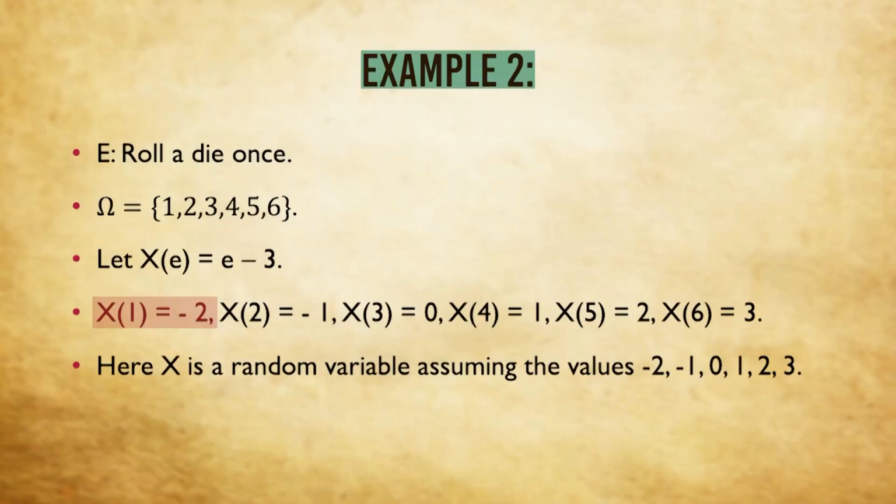So when e is 1, it is very much clear that x will have the value 1 minus 3, that is minus 2. Similarly, for e equals 2, 3, 4, 5 and 6, the values of x will be minus 1, 0, 1, 2 and 3. So here also x takes several values and these values will depend on the outcome of the random experiment. Now the question of randomness. Let us try to address this question.